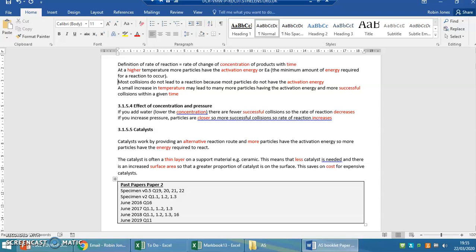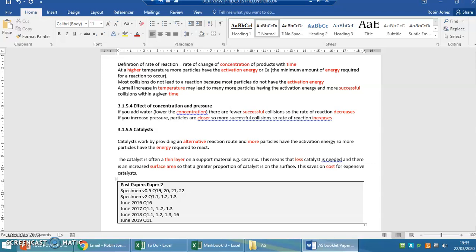However, a small increase in temperature has a much higher effect on the rate, because more particles have the activation energy and more successful collisions within a given time. Think about people in a lift. If I put more people into a lift and increase the concentration in that lift, yes, they're going to jostle into each other and collide, but if we've not got the activation energy, that doesn't matter.